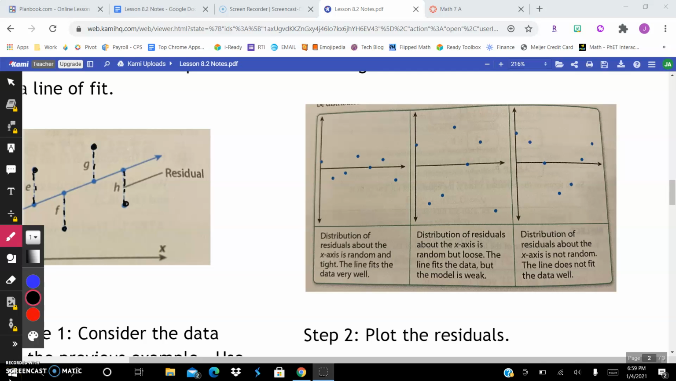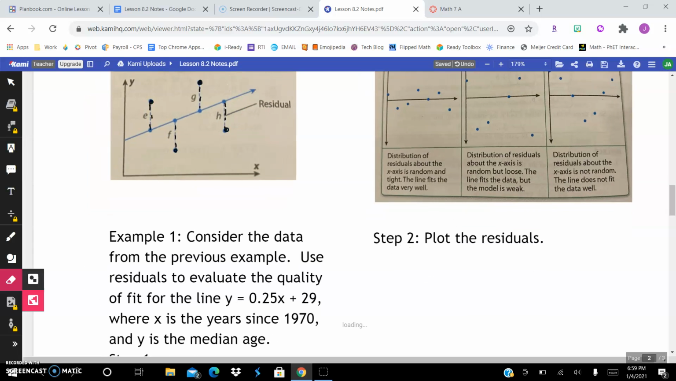And also you can look and see that on that third graph, it's not really random. It's kind of in a V-shaped pattern for the dots. And also there's 4 above the x-axis and only 2 underneath, so it's not really distributed evenly as well. So that does not fit very good.